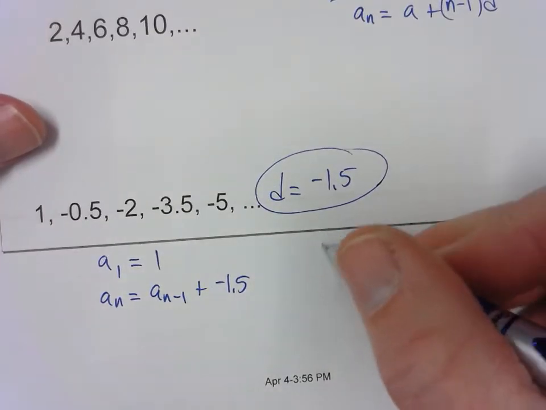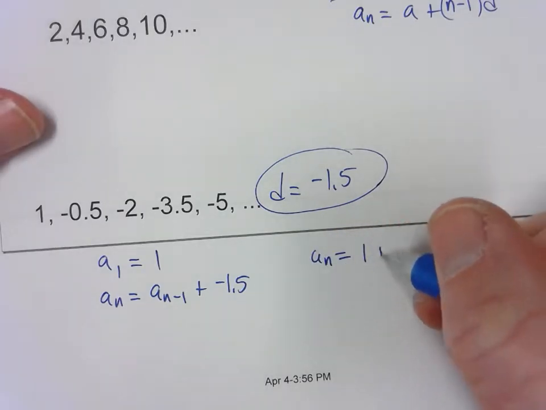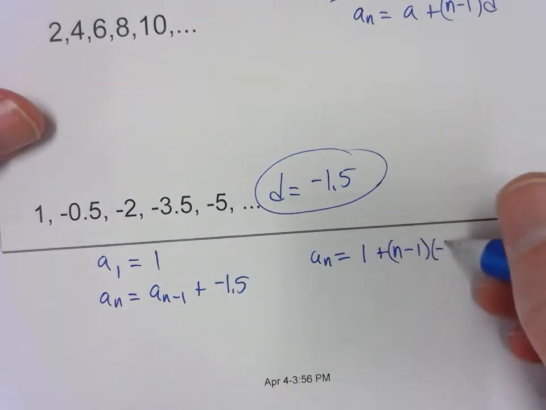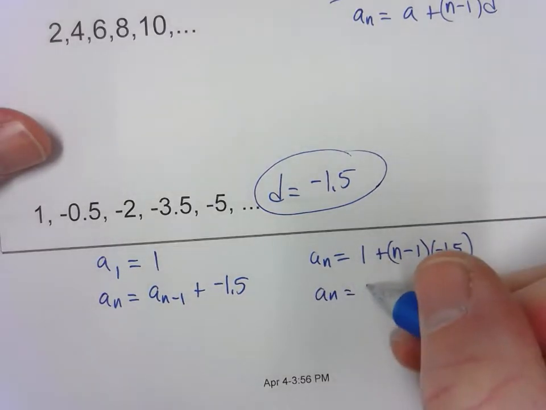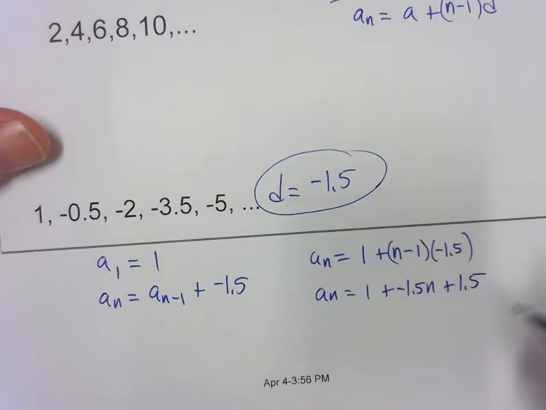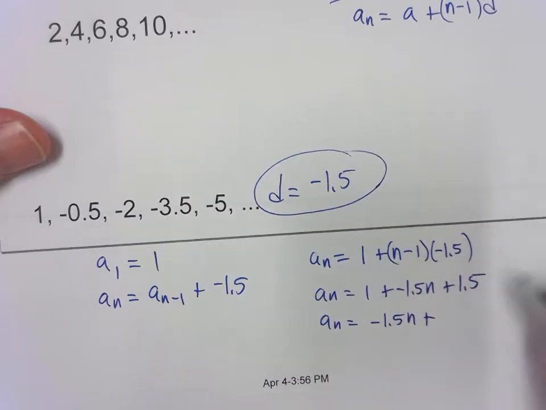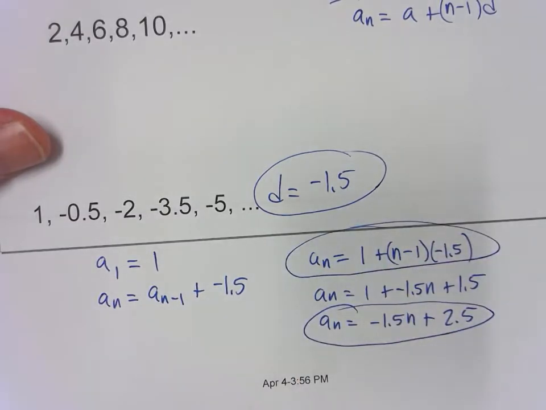Then the explicit formula would be a_n is equal to the first term 1 plus n minus 1 times the common difference. The common difference is negative 1.5. And then we can distribute that through the parentheses and collect our like terms and simplify the formula. So a_n is equal to 1 plus negative 1.5n plus 1.5. So a_n would be equal to negative 1.5n plus 2.5. So that would be the simplified version, and there's just the straight putting it into the formula version.